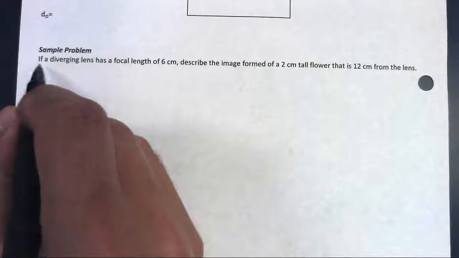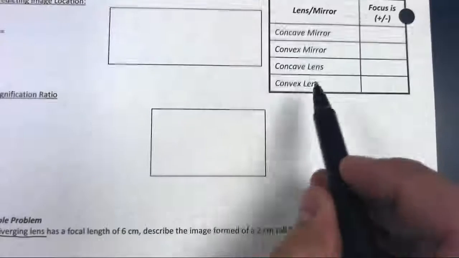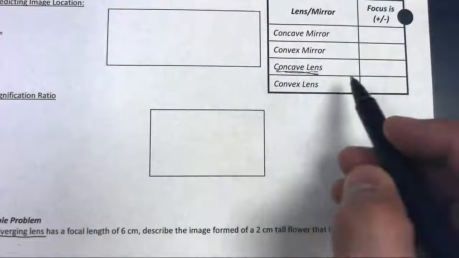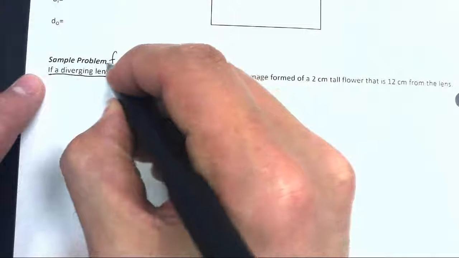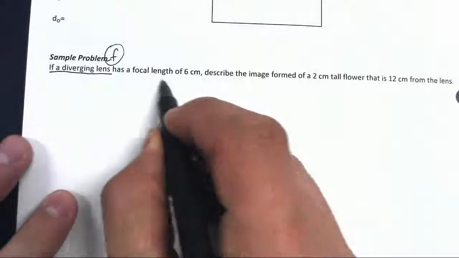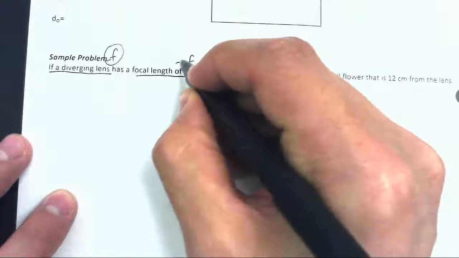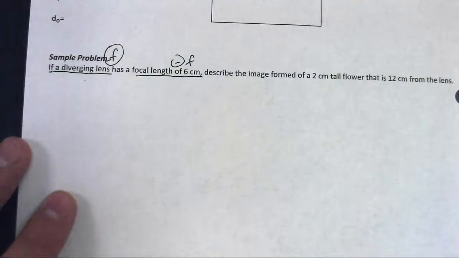And the first thing I see, it says, if a diverging lens, I can stop right there and know that, remember, a diverging lens is a concave lens, and you should have written down that the focus is negative. So I'm going to tell myself that it's going to be a negative. If they ask me to find the focus, I'm going to hope to solve for a negative focus. If they give me the focus, which they do right here, focal length of 6 centimeters, that's the focus, and it's got to go in as negative.